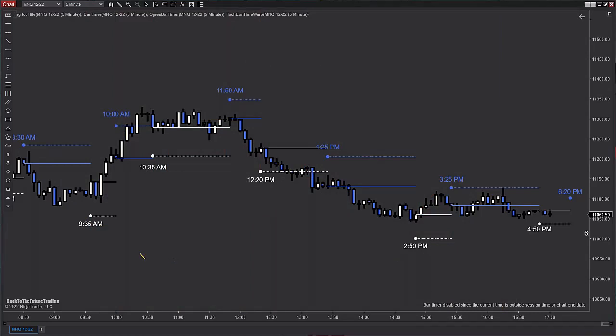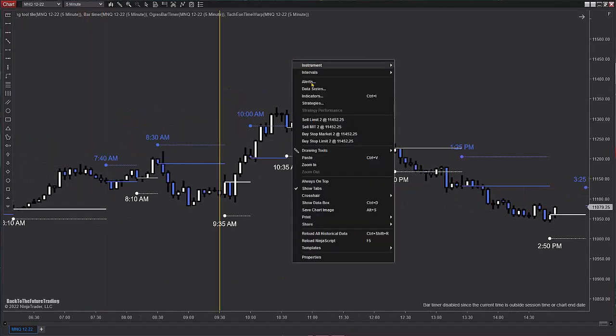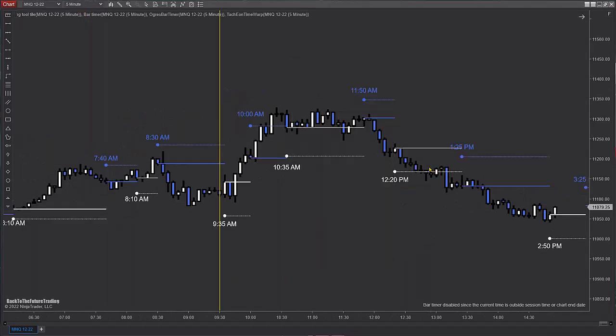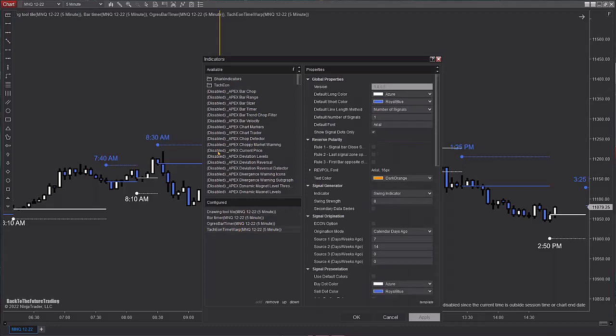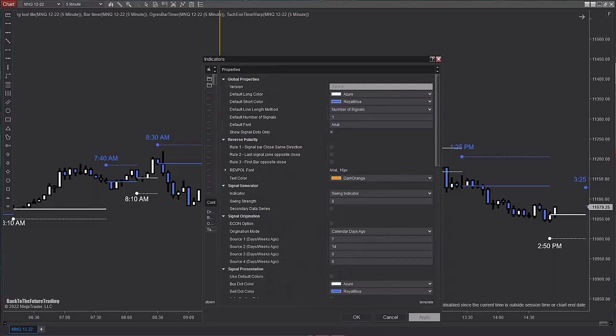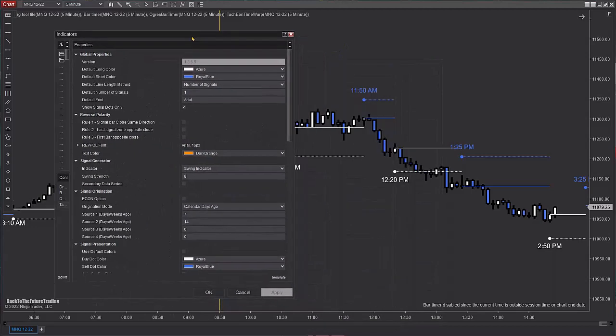Okay, here's the open. We should be able to go through this a little quicker this time. Now we're going to come up and check the reverse polarity box, and I'll go over this again. It's pretty simple though. Let me know if anybody's lost. We're in the TachEon TimeWarp settings parameters, and all we're doing is simply checking the signal bar close same direction reverse polarity box.